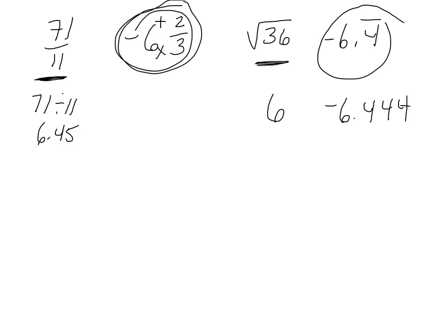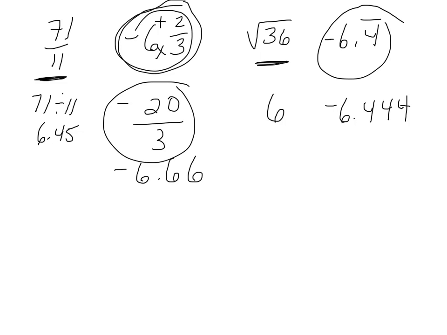So 18 plus 2 is 20, and then we're going to keep that over 3, and we need to make that a negative. Alright, so what we need to do is divide that out. So negative 20 divided by 3 gives us negative 6.6 repeating. Okay, so my negatives, I'm ready to go from least to greatest. And my negatives are going to have to come first on the left-hand side.